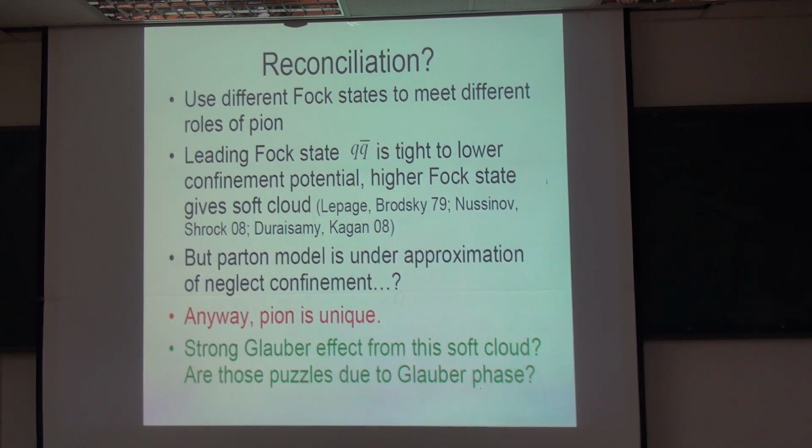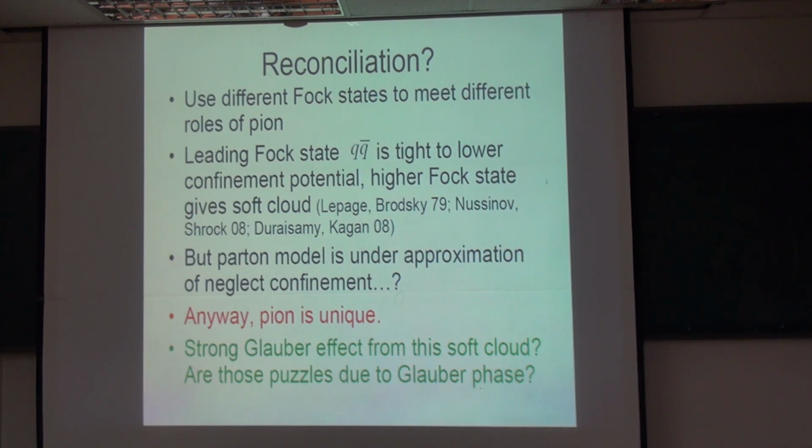But I disagree. Because once you use the Fock state, it means that you have used a Pavlov model. Once you use Pavlov model, it means that we have neglected confinement effectively. So how can we manage something with nothing to do with the confinement to handle the problem of the confinement? So this is strange. Anyway, this problem is not solved yet. What I can say is that pion is quite unique.